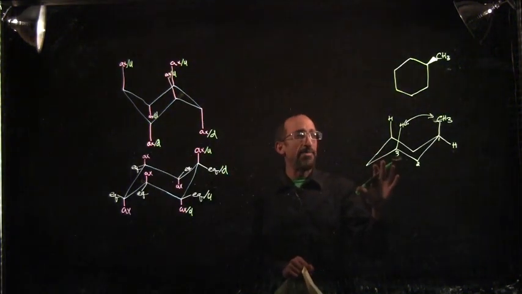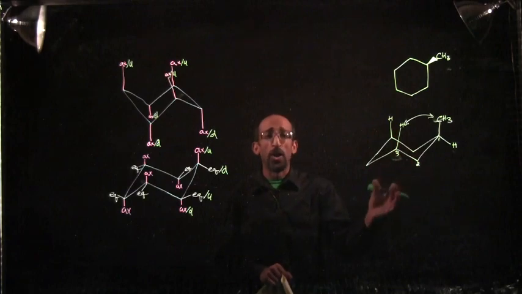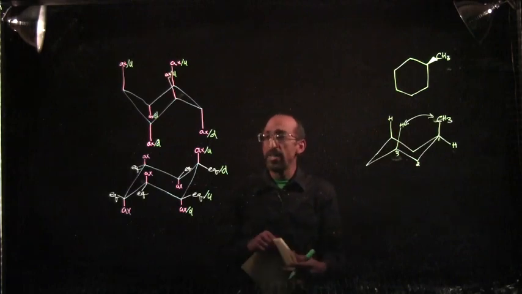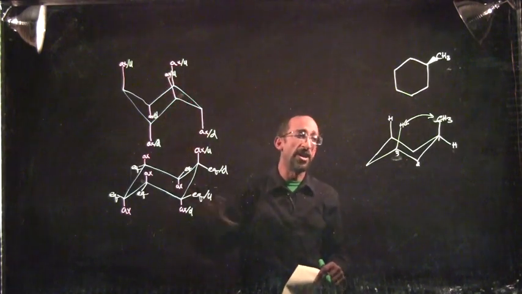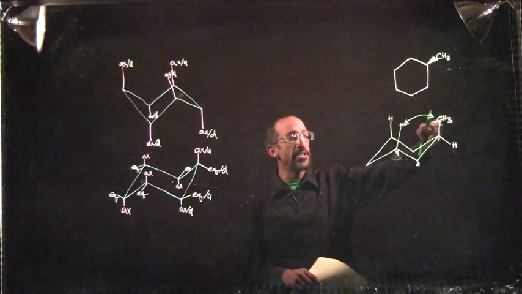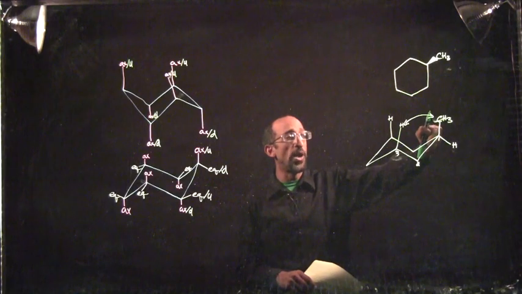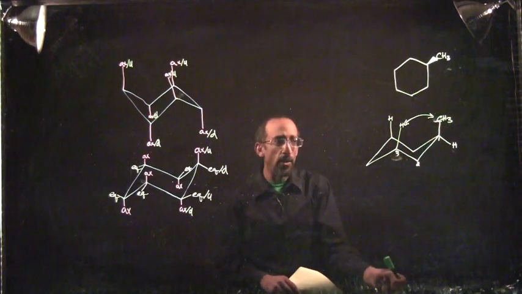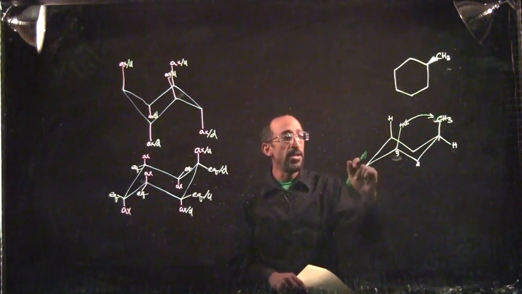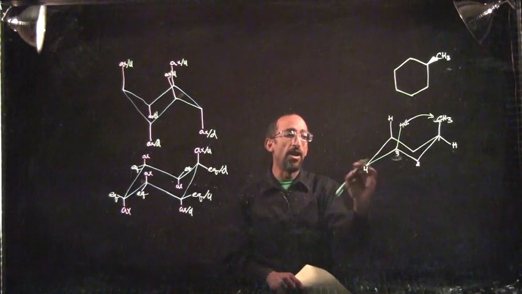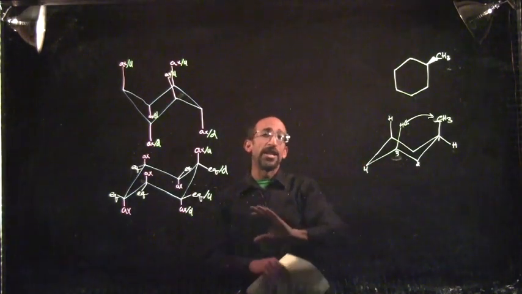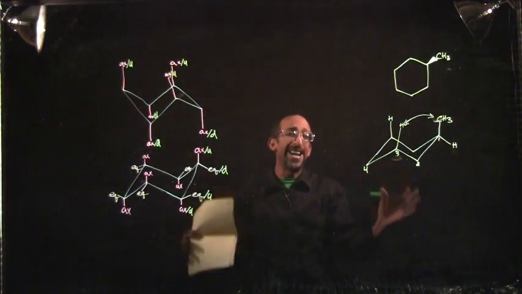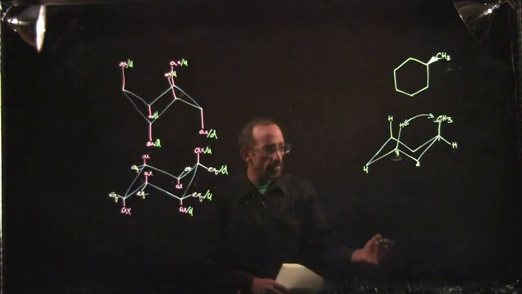Now let's take a look at what happens if I do what's called a ring flip on this. A ring flip converts between two different chair cyclohexane conformers. Essentially what I'm doing is taking this carbon labeled 1 here, pulling it down, and taking this carbon, that would be 4 here on this side, and pushing it up. This is going to result in a complete switch of axial and equatorial positions.